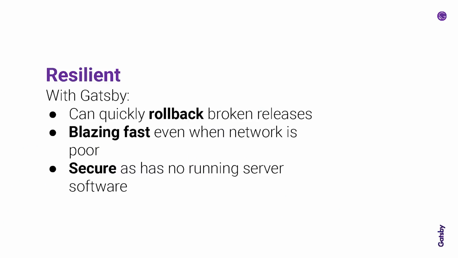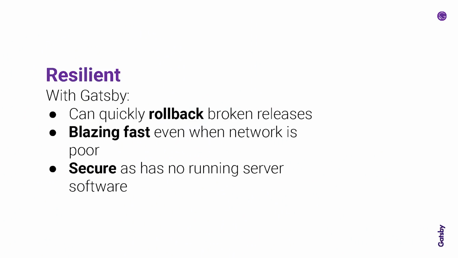Okay, so resilient. With Gatsby, you have immutable deploys, which you can roll back if there's an error. It's blazing fast, so even if the network is poor, it has a lot of logic in the Gatsby runtime to enable prefetching and so forth. I think Linda, when she first joined, said she was on an airplane and no other site was loading, but this Gatsby site was still working and she could still browse around, because we do a lot of prefetching and other stuff. That hides really bad network performance. It's also secure, as there's no running server software. So Gatsby is resilient against a lot of stuff.